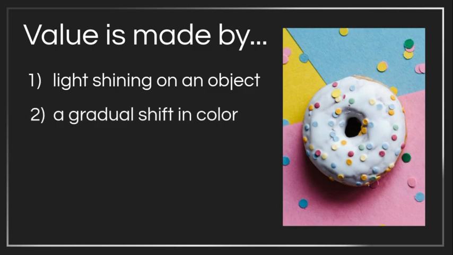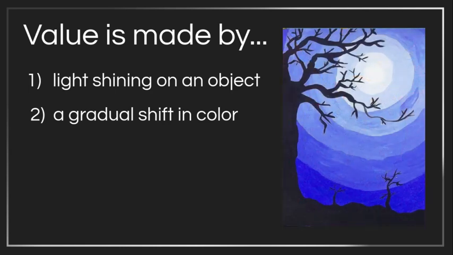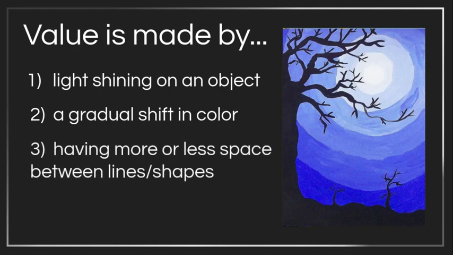Value is also made by a gradual shift in color. So if we have a really, really dark blue and then we add some white, make it a lighter blue, a lighter blue, a lighter blue. Okay, so you can create it by shifting the color itself. And then you also have value made by having more or less space in between the lines or shapes.